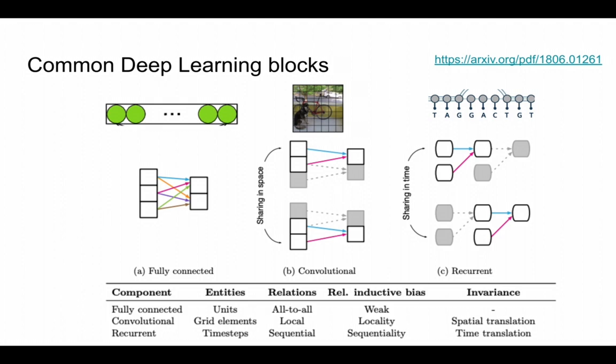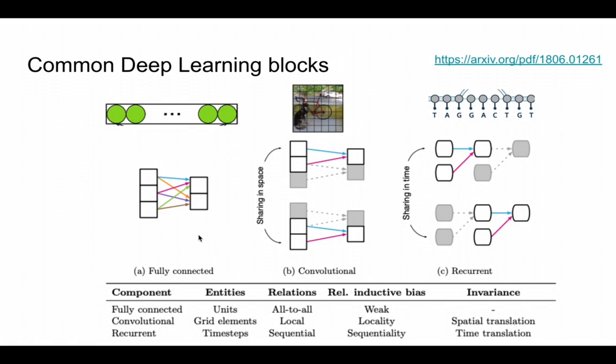Before we talk about graph neural networks, let's review the common deep learning blocks we have learned in this semester so far. We learned the fully connected neural network. The input data structure is a one-dimensional vector. We also learned the convolutional neural network. For example, we have a two-dimensional image with the three color layers. The data structure is grid elements. In the recurrent neural network architecture, the input data is sequential data with time step entities.